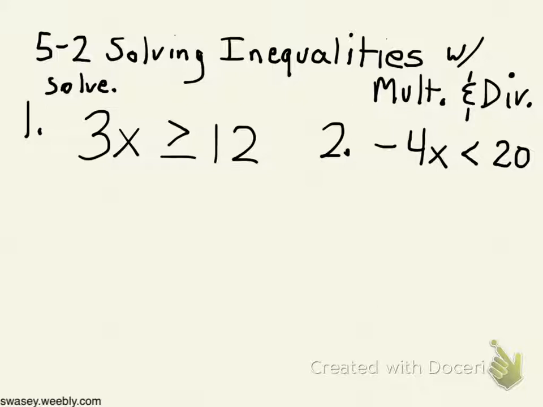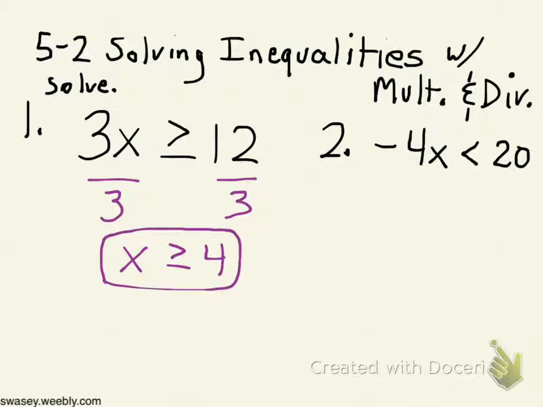Number one, we've got 3x is greater than or equal to 12. To get rid of multiplying by 3, we'll divide by 3. A number next to a variable means multiplication. So to get rid of multiplication, divide. 12 divided by 3 is 4. So we get x is greater than or equal to 4.